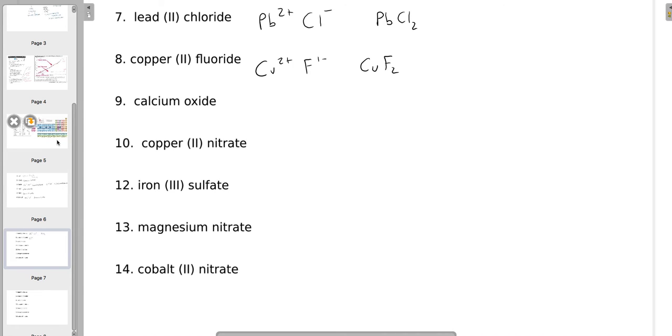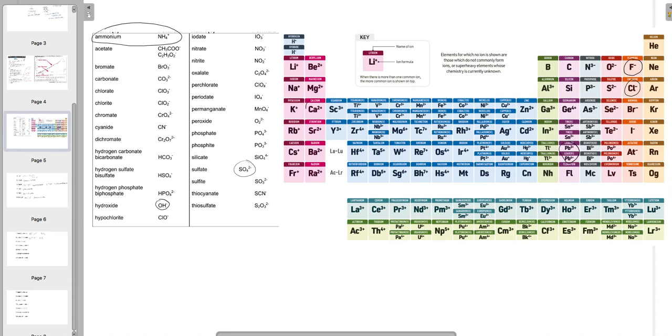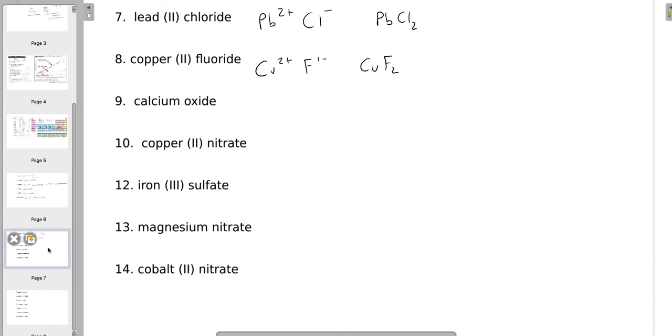Okay, calcium oxide. Calcium is an alkaline earth metal. It's Ca with a charge of 2+, and oxide is the ion of oxygen. So you have calcium 2+ and oxygen 2-. And with the crisscross method, you might think it's Ca2O2, except you need a neutral compound, and because they have the same charge, you only need one of each. So it's just CaO.